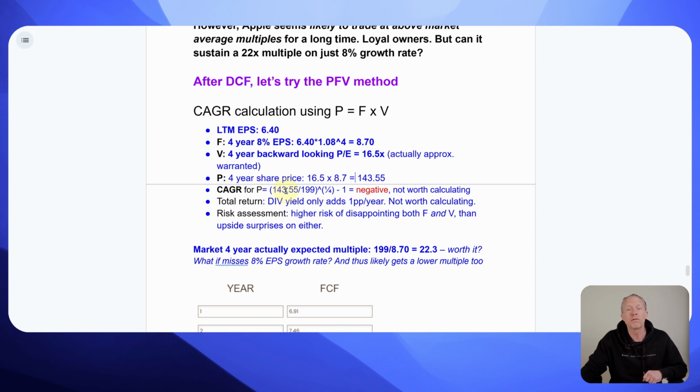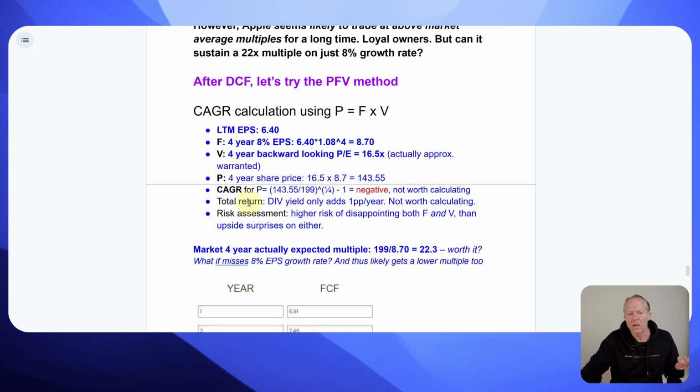And that, of course, comes to a negative number. We don't even need to check what it is. We're losing more than 25% of our holding, and we have to wait 4 years to get there. That's a pretty lousy deal.